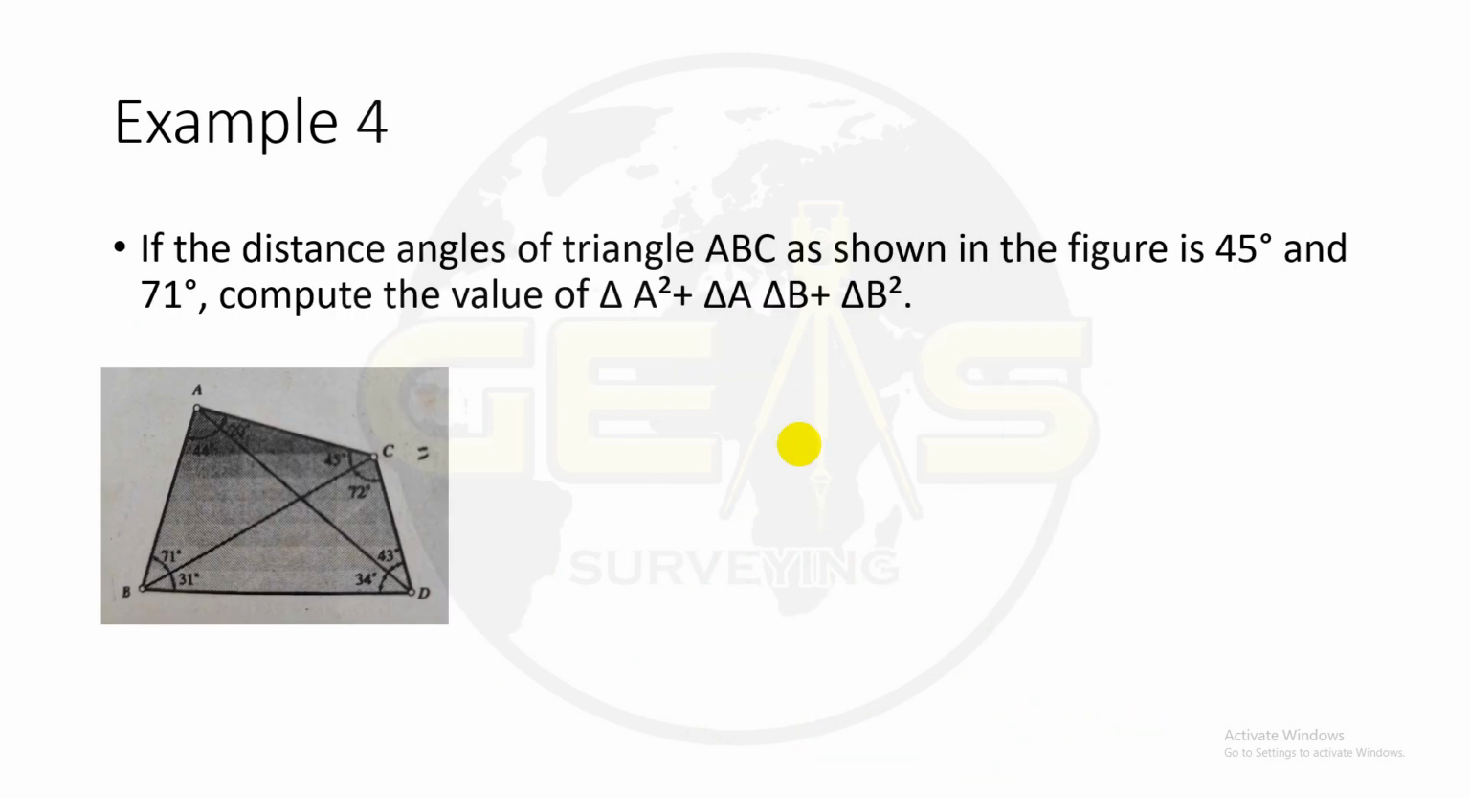Our last example, if the distance angles of triangle ABC as shown in the figure is 45 degrees and 71 degrees, compute the value of delta A squared plus the product of delta A and delta B plus delta B squared. Okay, so this is the tabular difference for 1 second error in distance angles.